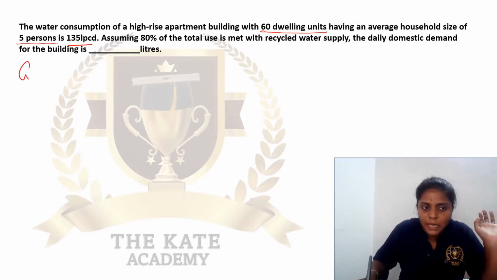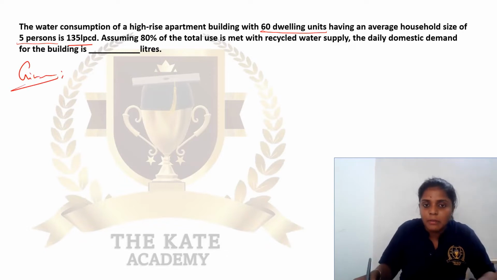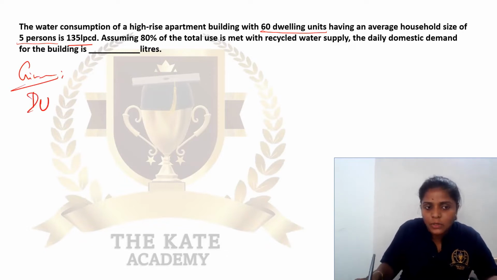So, let us break it down first. Given how many dwelling units? 60 dwelling units are there. Average household size is equal to 5 persons.